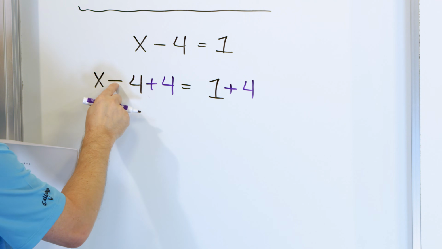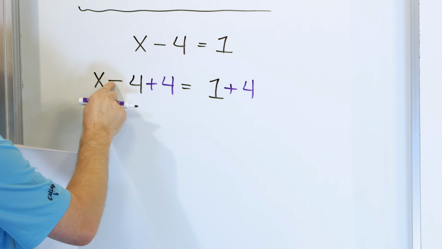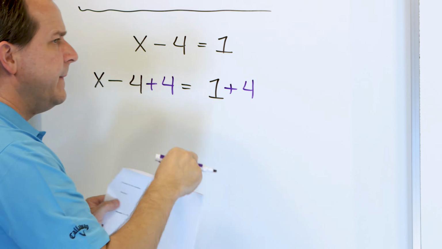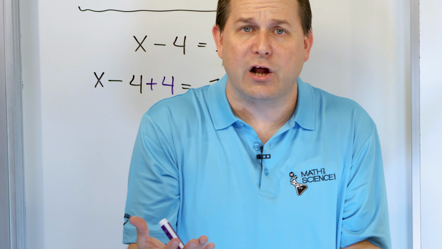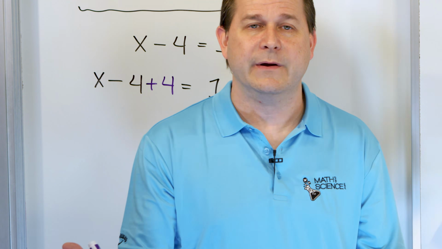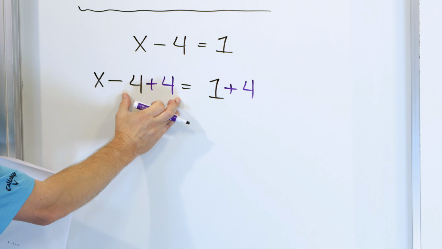You could also think of it as if I owe you $4, this is what negative 4 means, owing $4, but then I get $4 given to me, then what do I have? If I owed you $4 and then someone gives me $4, then I have nothing because immediately I had to pay you. So this becomes 0.